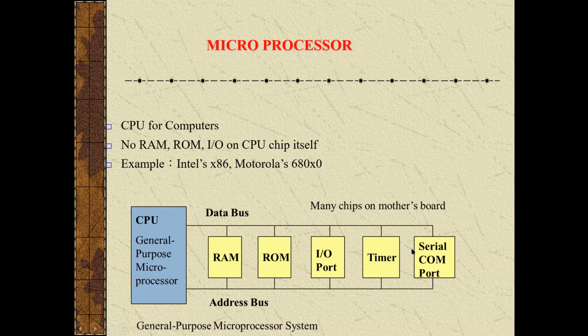Here I have mentioned a few of the devices in the figure, which are interfaced externally to the microprocessor by using a data bus. The data bus is used for exchanging information, and the address bus is used for accessing a particular memory by using its address. So the address will be provided by this address bus. Some examples of microprocessors are Intel 86 and Motorola. There are many microprocessor ICs.